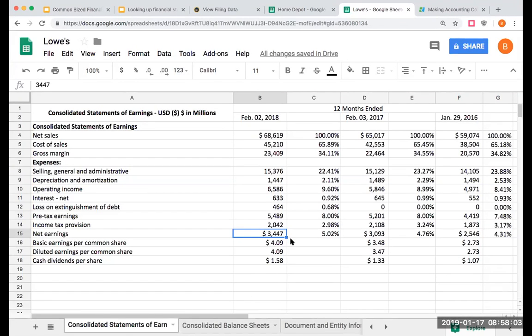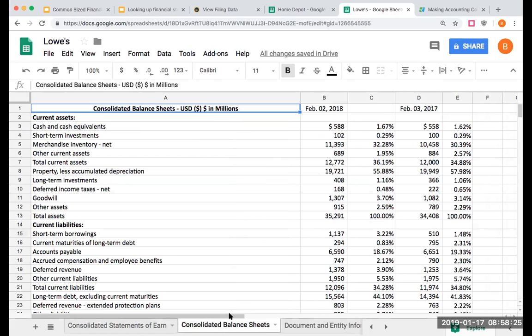And notice here, I am not doing anything in terms of percentages with the basic or diluted earnings or the cash dividends per share. That's really important because that's like $4.09, and I'm really just comparing everything down to this line right here, which is my net earnings.